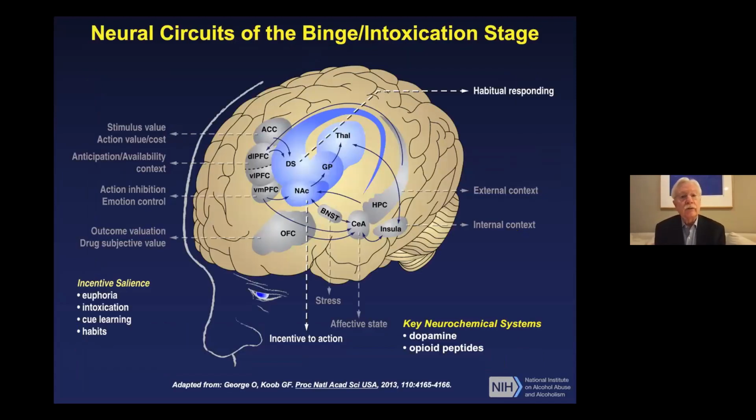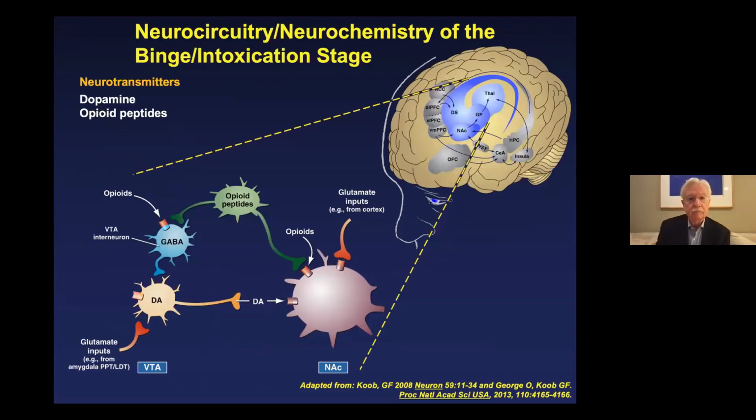So let's start with the binge intoxication stage, which has been a very popular area for research in the neurobiology of alcohol addiction and alcohol use disorder. There's been literally hundreds of studies on why alcohol is reinforcing. We know that it involves structures in the basal ganglia, which are illustrated on this slide. NAC stands for the nucleus accumbens, DS stands for dorsal striatum. And we know two key neurochemical systems are dopamine and opioid peptides.